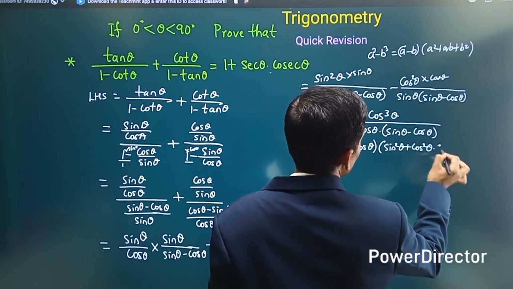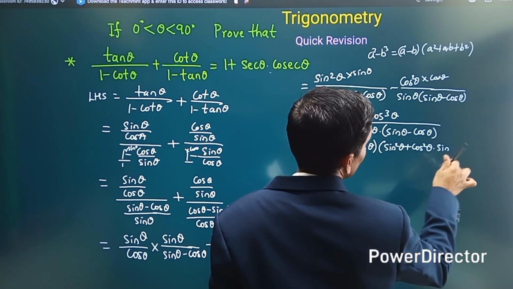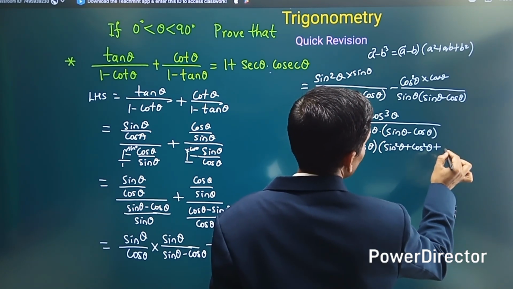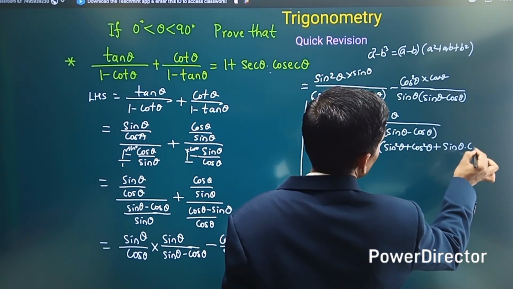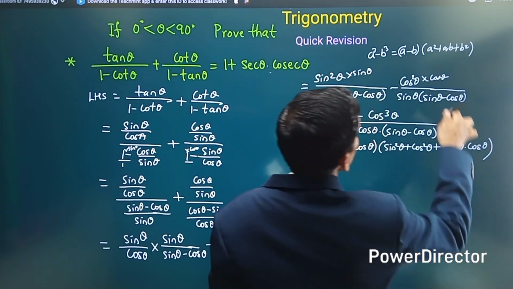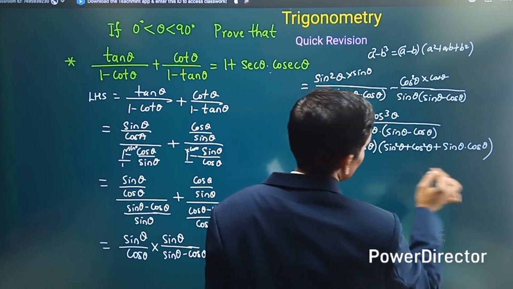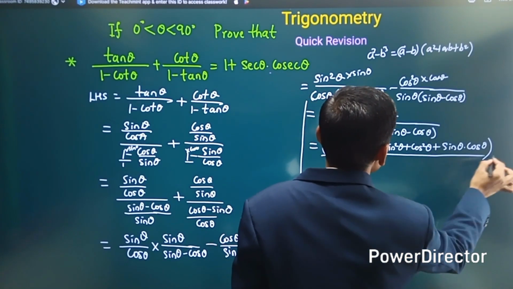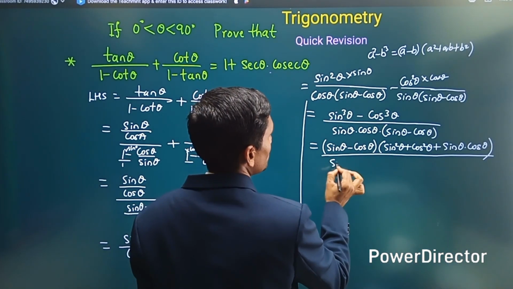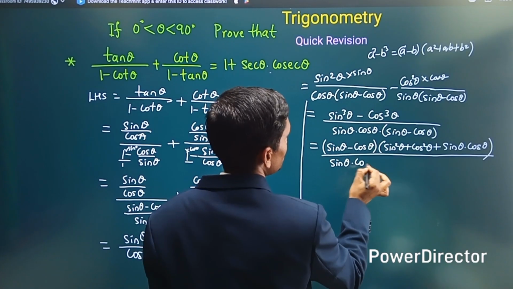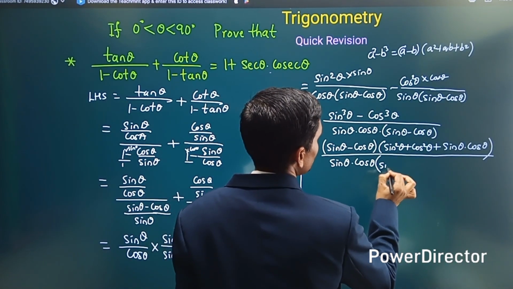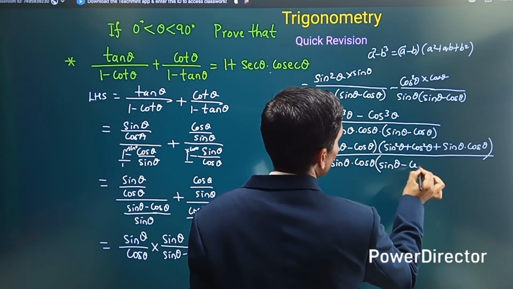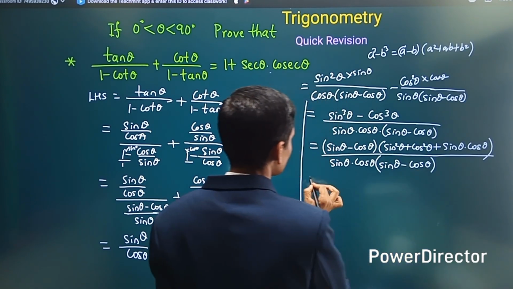Into AB means sin theta cos theta, plus AB means it is sin theta into cos theta, because plus AB is there. Yes, next coming to here down, here sin theta into cos theta you write as it is, right? Next coming to here, sin theta minus cos theta I am writing as it is, right?